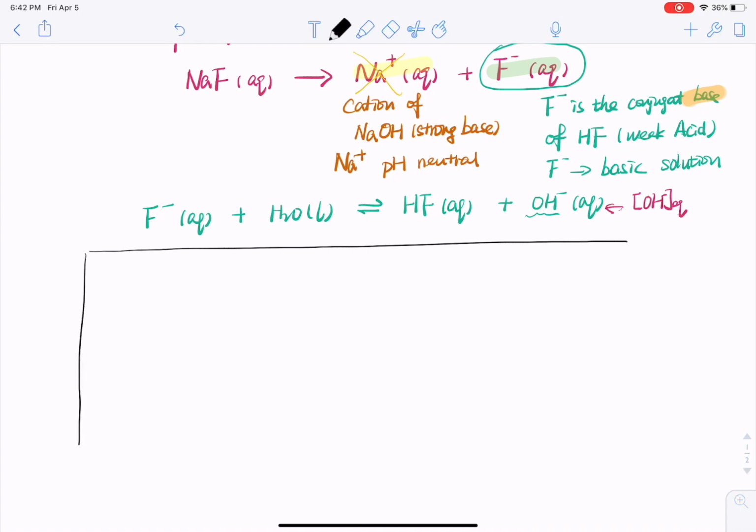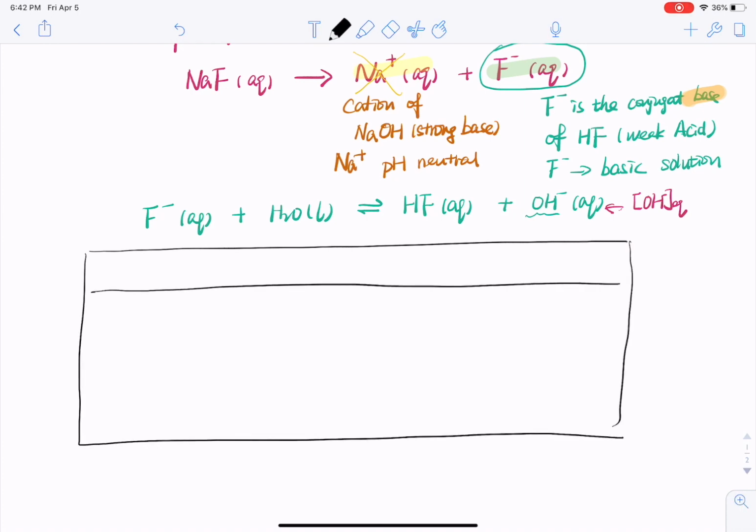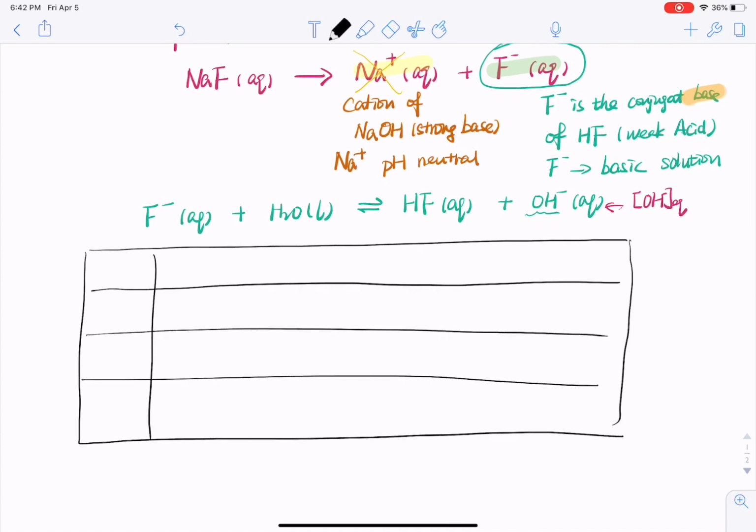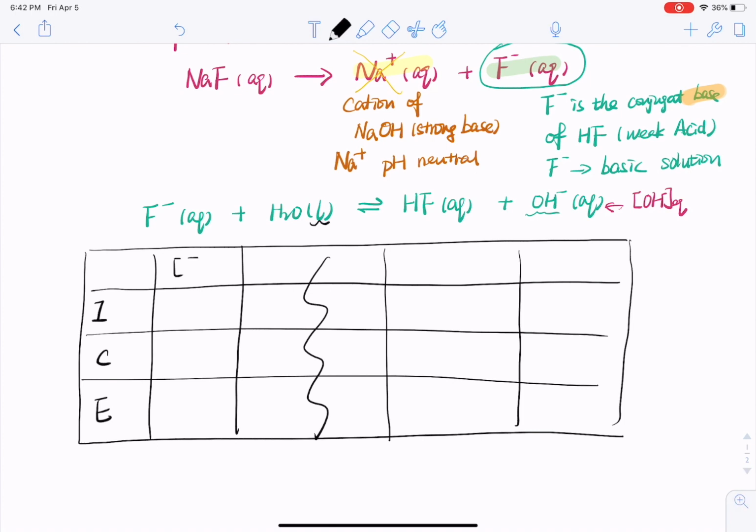By now everybody is very familiar with the ICE table. So let's just draw this real quick. I see initial, change, and equilibrium. And one more time, water is a pure liquid, so it's not gonna affect our equilibrium. So I'm just gonna leave it out. So we have the concentration of these three. These three, again, brackets represent concentration.